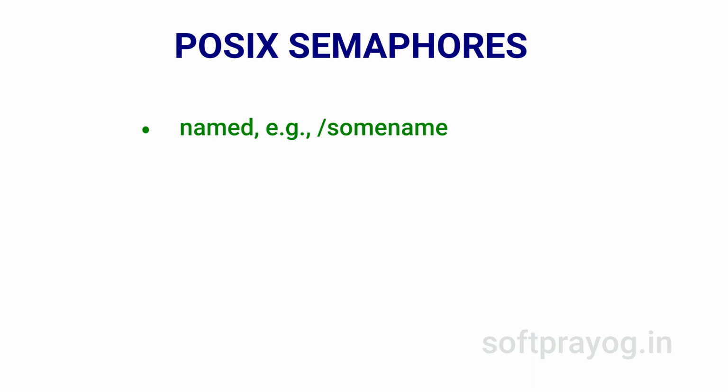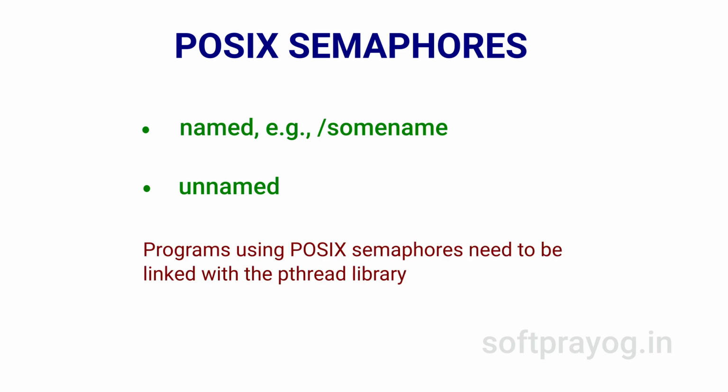The first type is the named semaphores. These semaphores have a name. The name starts with a / and is followed by one or more characters, none of which can be a slash. The second type of POSIX semaphores are unnamed. These do not have a name, and a program using POSIX semaphores needs to be linked with the pthread library.